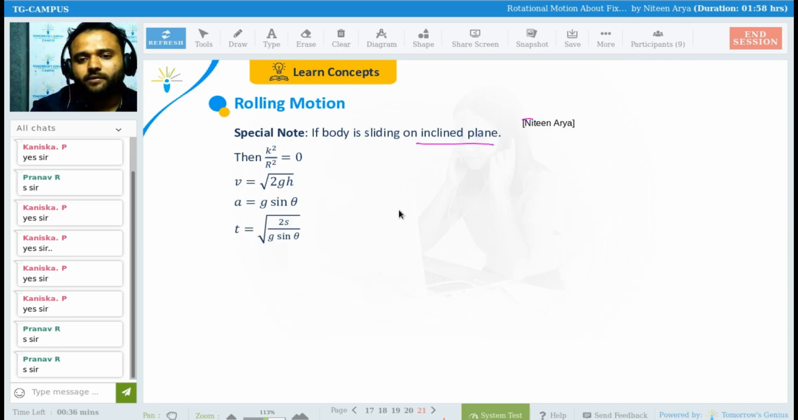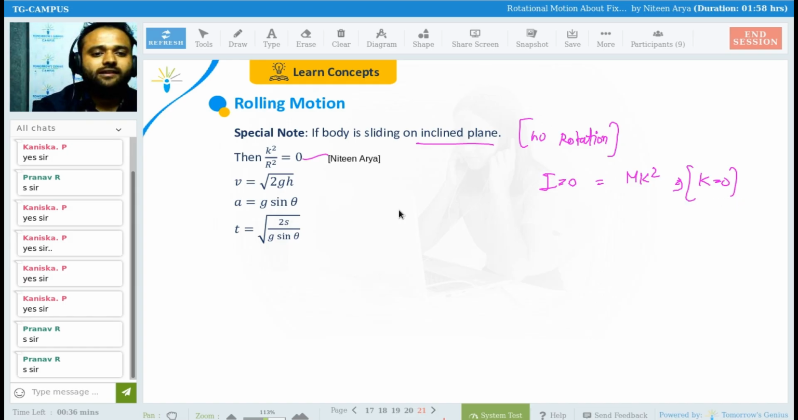Body sliding on an inclined plane means no rotation. If no rotation is occurring, obviously I is going to be 0, that is going to be mk square. So k square by r square is going to be, r is not going to be 0, k is 0 here, and that is why k square by r square is 0. And then it is simply v equals under root 2gh, a equals g sine theta, and t equals 2s upon g sine theta, because s is h here. Clear, everyone?